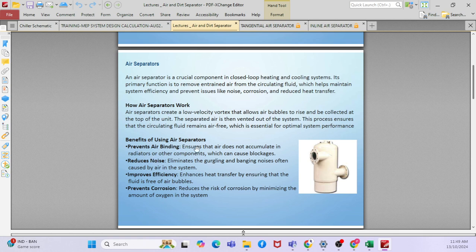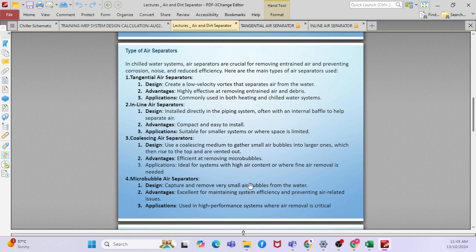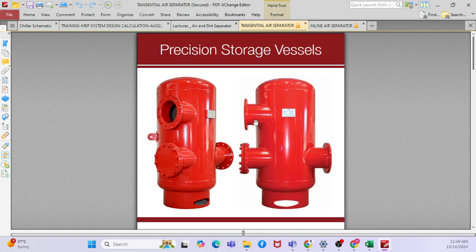So you can see the benefits of using an air separator: it prevents air binding, reduces noise, improves efficiency, and prevents corrosion, which matters if air bubbles go into the system. Now you can see the different types of air separators. If you go into the market, you will find a tangential air separator, as you can see in the picture.